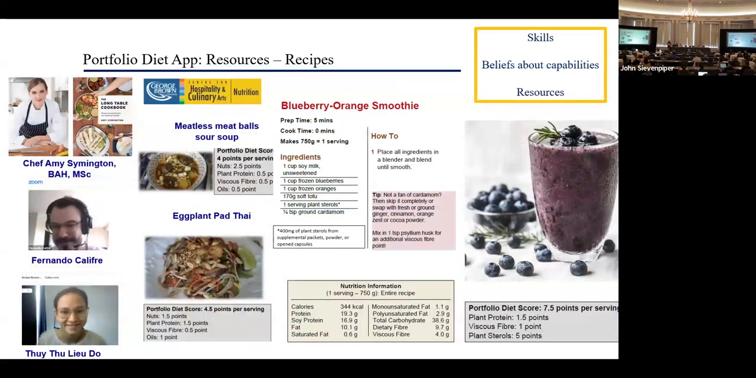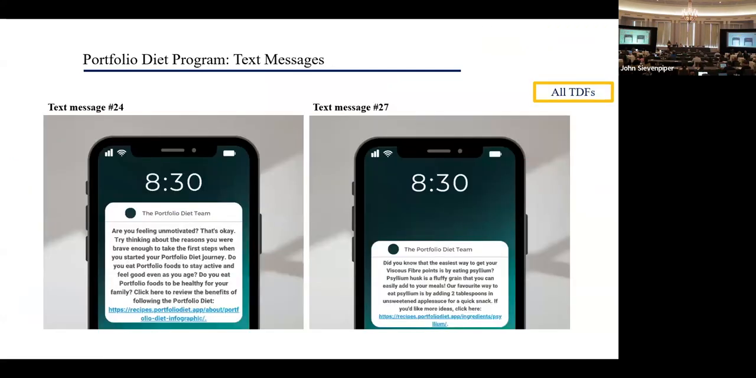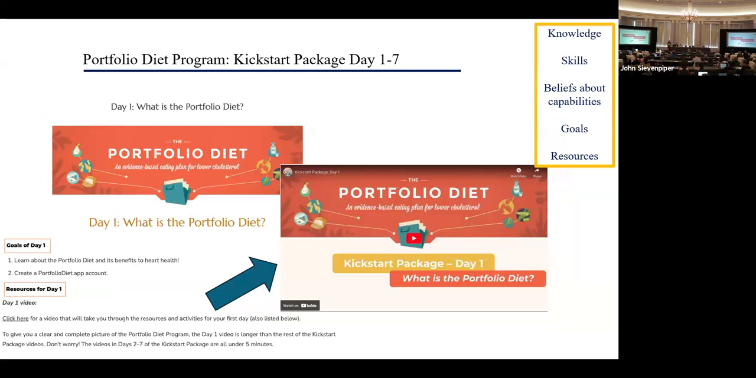So we have a very large recipe bank, and this is something that we do in collaboration with the George Brown Culinary School down the street from us in Toronto to try to help with designing a lot of different types of recipes that meet a lot of cultural needs. This is just to show you what the text messages look like.